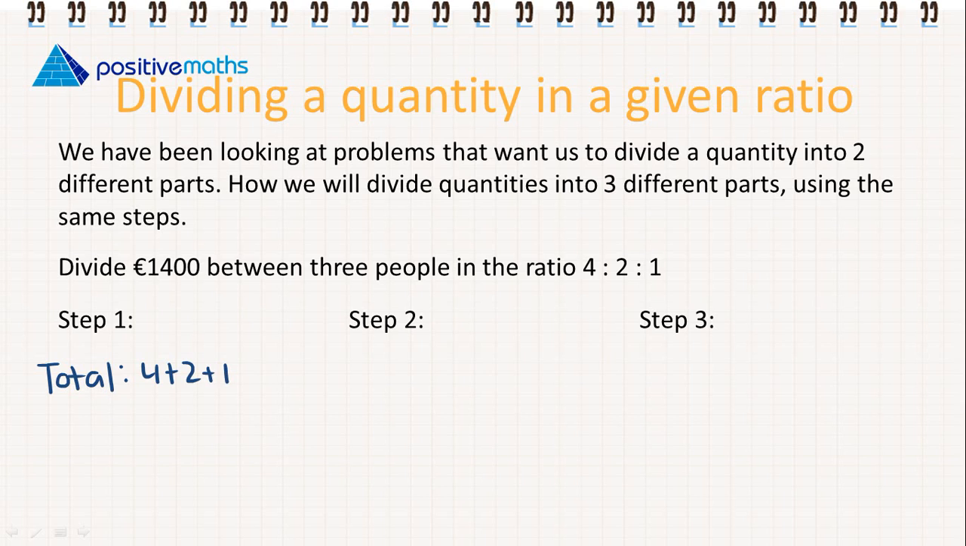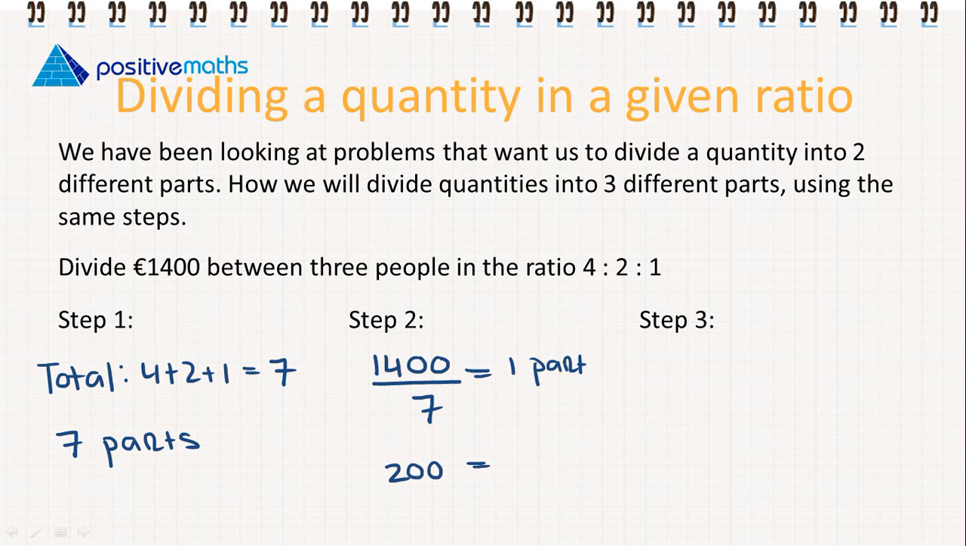So our first step is to find the total number of parts. So 4 plus 2 plus 1. So this gives us 7. So 7 parts. Our step 2 is to find 1 part. So we have 1,400 divided by 7 is going to give us 1 part. So that means 200 will be 1 part.